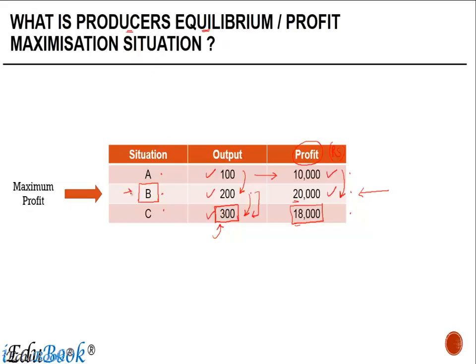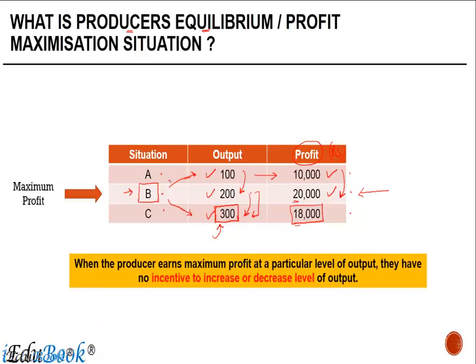situation is situation B. Now, one thing which obviously comes out of this is that if my profits are maximum at B, would I like to produce 100 units or would I like to produce 300 units? Which means, will I want to increase the level of output or would I want to decrease the level of output? The answer to that is simple.